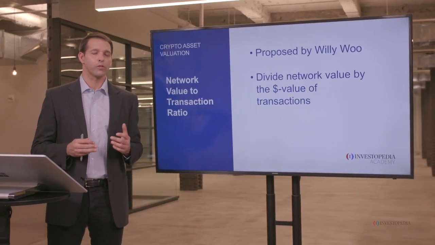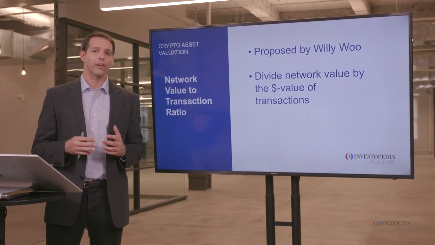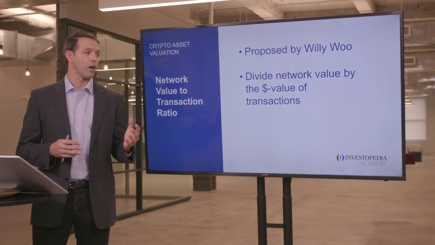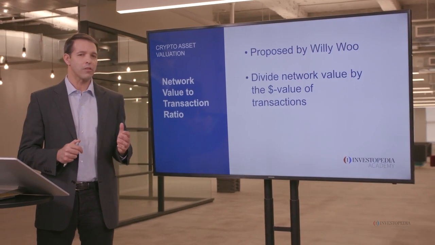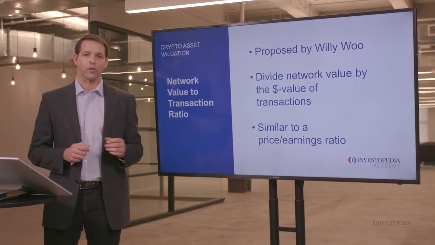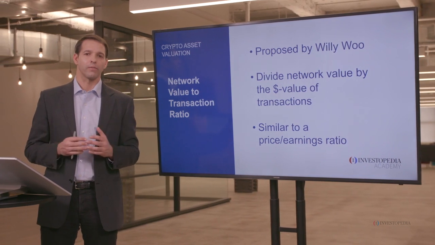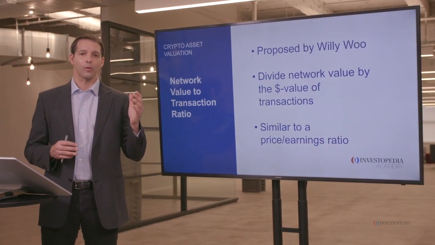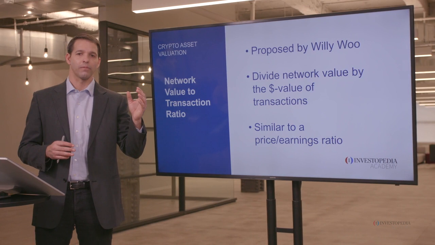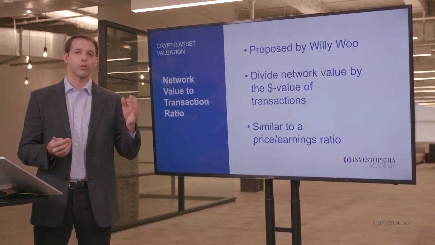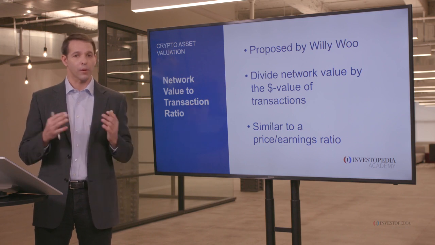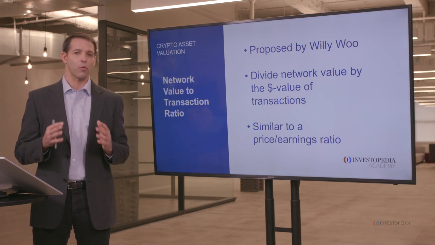And basically what you do is you take the network value of a specific protocol and you divide it by the dollar value of the transactions. And you can think of this like a price-earnings ratio. In the stock market, you might have a stock, let's say Apple, that's priced at $200 a share, and you have earnings of Apple at $10 a share. So you would divide 200 by 10, and you get a price-earnings ratio of a stock of 20.